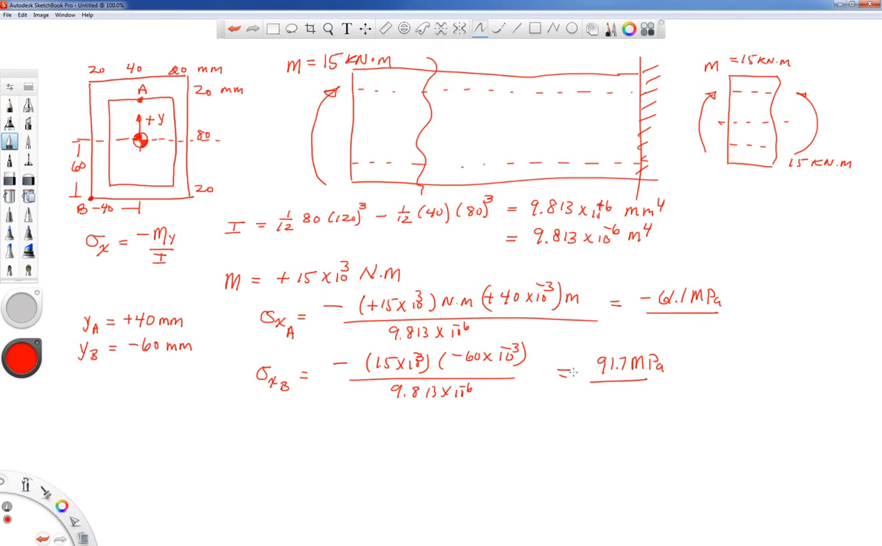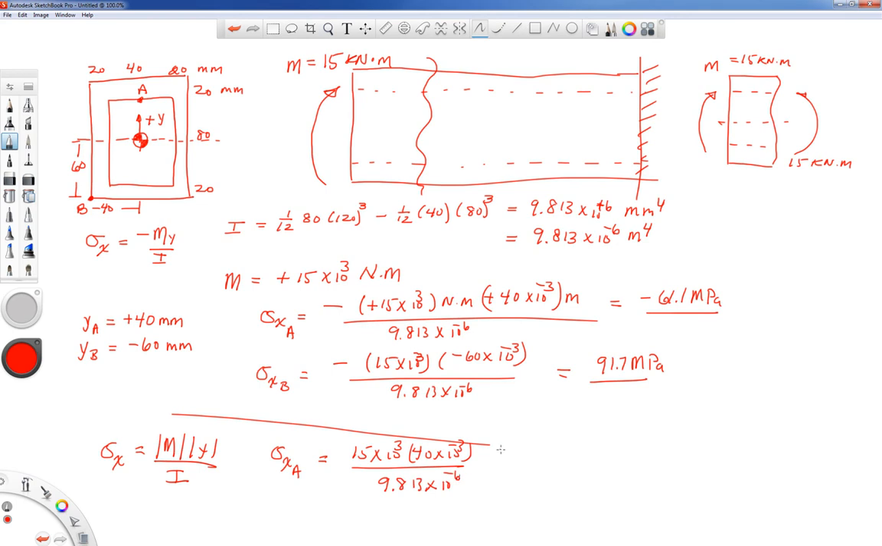Another way to use this formula is to not worry about the signs until the end. So let's look at it this way. We're going to have sigma x in magnitude equal to the magnitude of the moment times the magnitude of the y distance, divided by I. So if we apply this approach to point A, we're going to have 15 kilonewton meters times a y distance of 40 times 10 to the minus 3 meters divided by I, 9.813 times 10 to the minus 6 meters to the fourth. We get a magnitude of 61.1 megapascals.